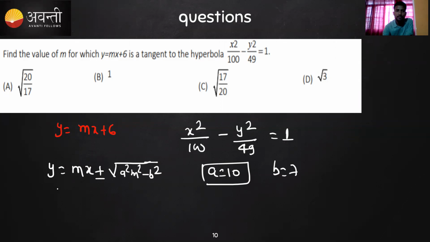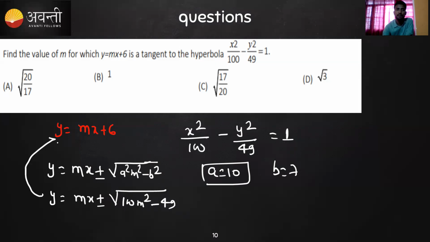So from here what we can do, we will simply write y is equal to mx plus minus root under a square m square, right? So it is basically 100 m square, and this is minus b square, that is minus 49. So this is the equation of tangent in slope form. We will compare it with this equation, y is equal to mx plus 6.